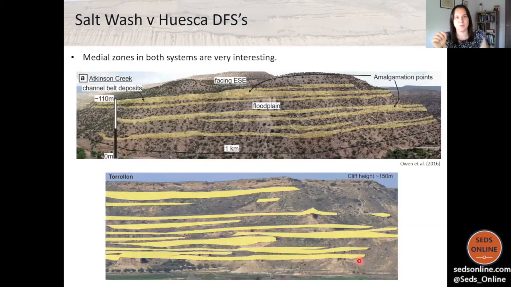But it's that medial zone. In both of these systems, it can be highly variable. And it really is about where we're getting that transition from highly amalgamated deposits to very isolated deposits, with no amalgamation.